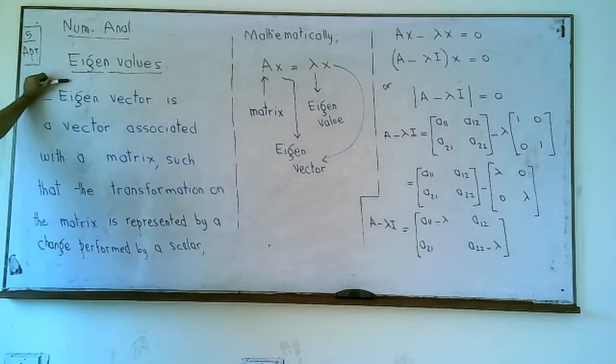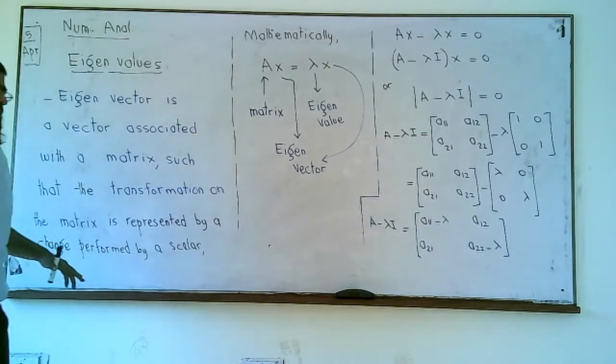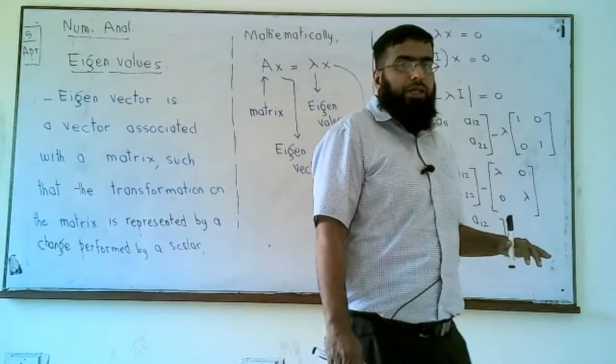Eigenvalue is a value that is defined for a square matrix A, and actually we assign two quantities. For a square matrix, we derive eigenvalue and eigenvector. Eigenvector is a vector associated with a matrix A such that any transformation applied using that matrix is represented by a change by a scalar value.